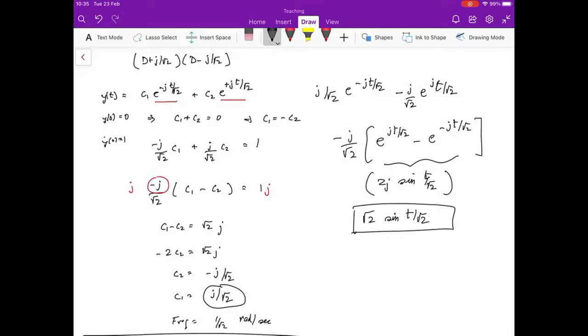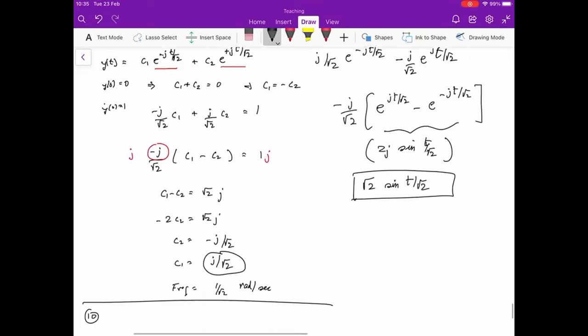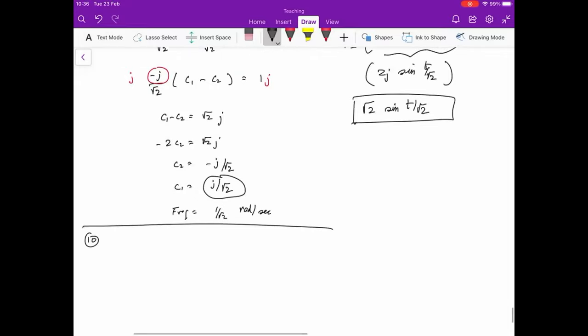And that's basically a sinusoid. We know the frequency already, it's 1 over square root 2. And that's a real sinusoid, and since it's a real sinusoid, it's what's called marginally stable. It's neither stable nor unstable. If it were multiplied by an exponentially declining value, e to the minus alpha t for example, then that would be declining with time. And e to the plus alpha t would be increasing with time, but here we have a constant. So this is what's called a marginally stable system. It just oscillates.